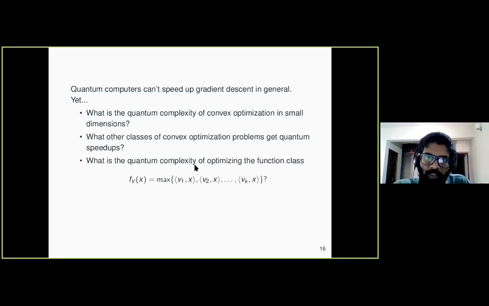And in particular, this function here, where you've rotated the basis so you have v1, v2 till vk, but you don't have the gamma terms. So we have a lower bound of order square root n, square root k in this case, and an upper bound of order k, but we don't know where the quantum complexity of this function actually lies. Thank you. That concludes my talk.